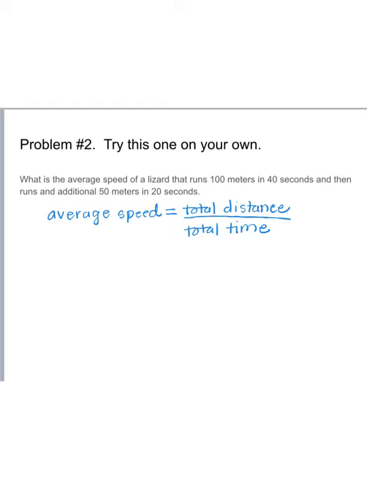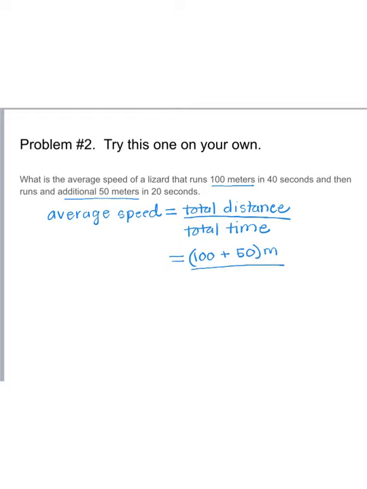Total distance divided by total time. And so when we think about this little lizard, he runs 100 meters, and then he runs an additional 50 meters. So the total distance he runs is 100 plus 50. Notice the units have to be the same, meters and meters. If you're going to add quantities, they have to have the same unit. So in this case, we're fine.